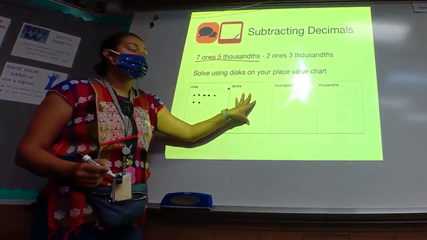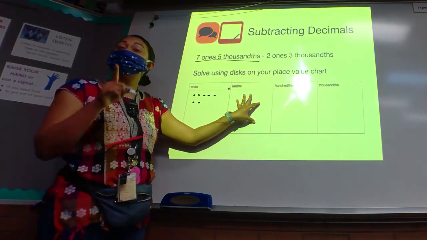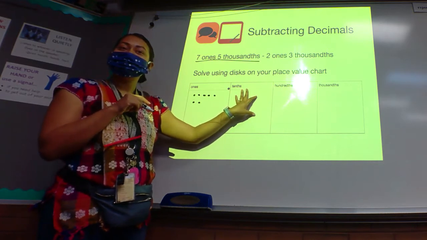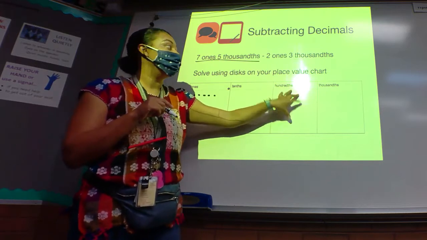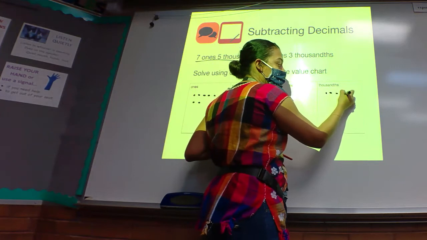How many tenths? Close. How many tenths? None, right? How many hundredths? None. How many thousandths? 5. 1, 2, 3, 4, 5.